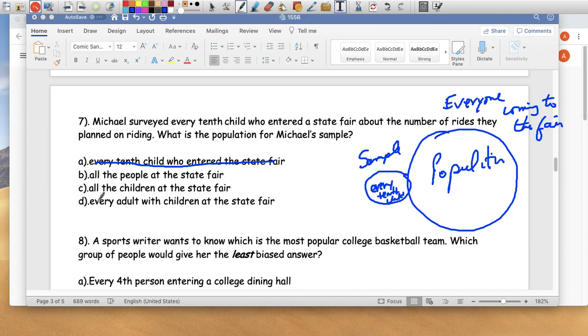Every adult with children at the state fair? No. He wants to know, it will be all the children at the state fair, right? Because the population would be all the children, not everyone coming to the state fair. So let me take that out because I didn't read it. It would be all the children, right? Because definitely children and adults have different tasting rights.